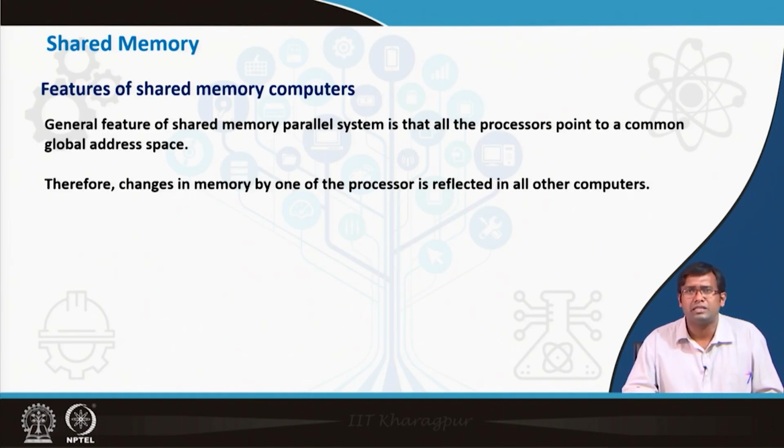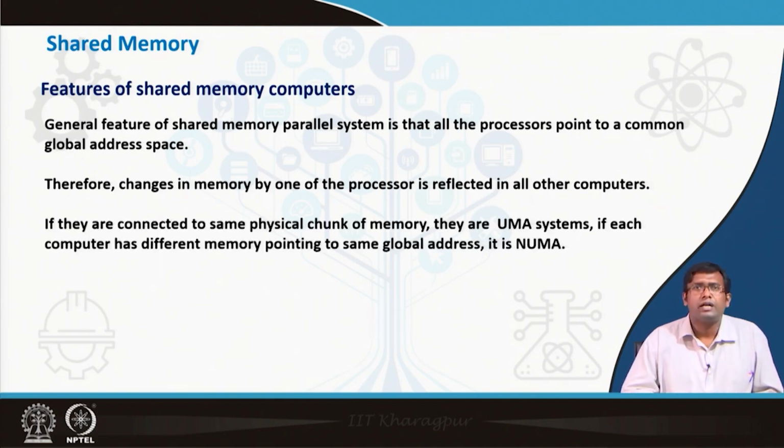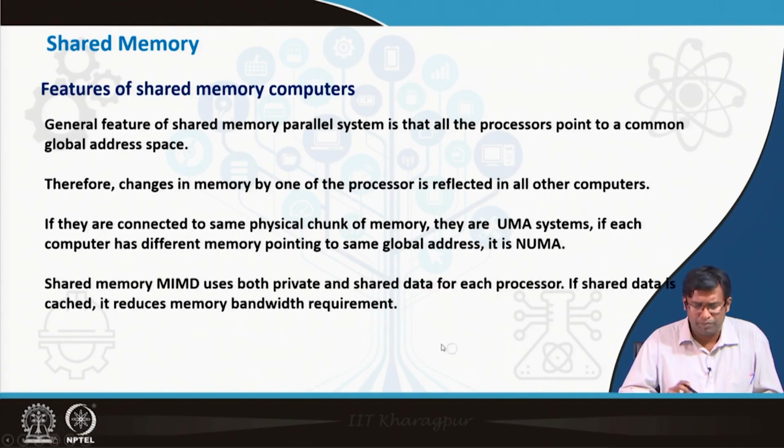So, any change, it's the same memory to which all the processors are connected. So, any change made by one processor must be visible to all other processors. If they are connected to the same physical chunk of memory, they are called uniform memory access, or UMA, systems. If the computer has different memories pointing to the same global address space, it is called non-uniform memory access, or NUMA.